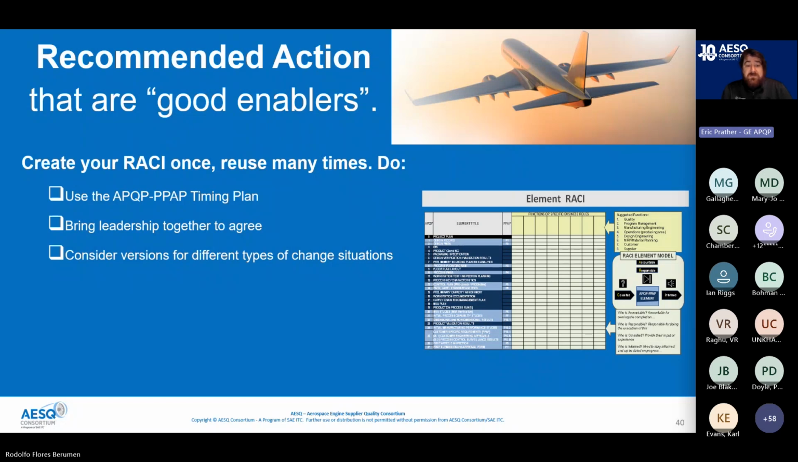And then consider versions for different types of change situations. We are a long lead business. There's not always a ton of NPI, but change management is hugely important. And we invoke APQP and change management. So making sure that we know for each situation, these are the people that we involve and figure out when and how it all fits together. It is kind of best practice for building out this RACI tool.